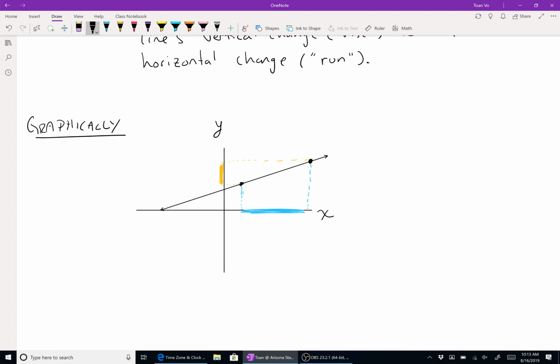So the verbal definition that I gave you before, all it says is slope equals whatever that number is, that length, divided by this length. Right? So that's all slope is. You take the change in the vertical, that greenish, orangish color, and you divide it by the change in the horizontal, that bluish color.